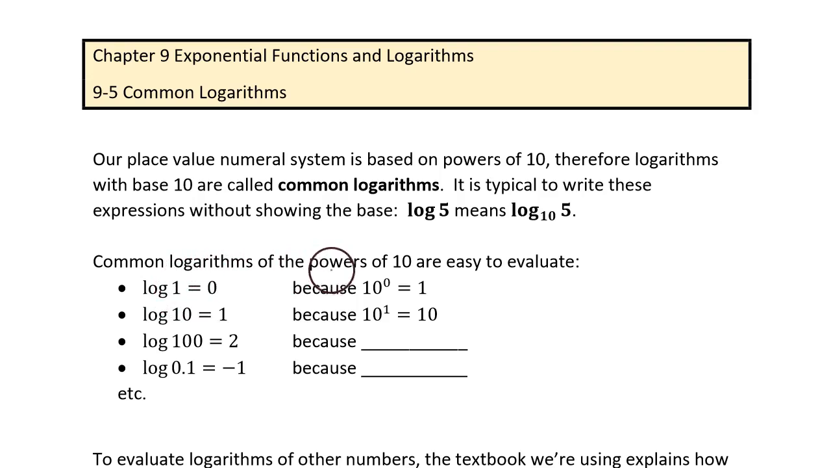Common logarithms of powers of 10 are easy to evaluate. Log of 1 is equal to 0. Well, how come? The base of the common logarithm, even though it's not shown, is base 10. Imagine a little 10 down here in the corner. To evaluate a logarithm, to find what it's equal to, you ask: 10 to what power makes 1? That's why it's 0, because 10 to the 0 is 1.